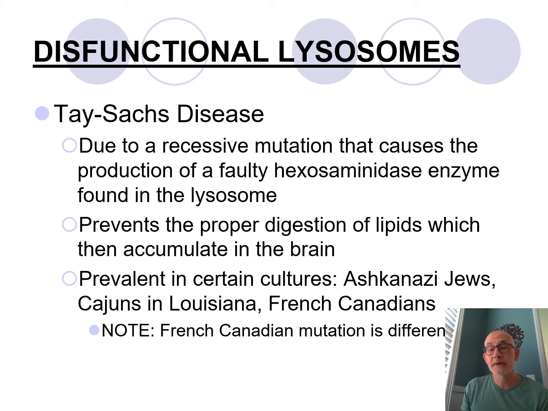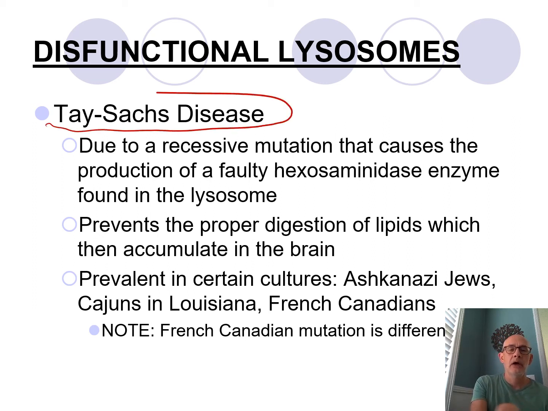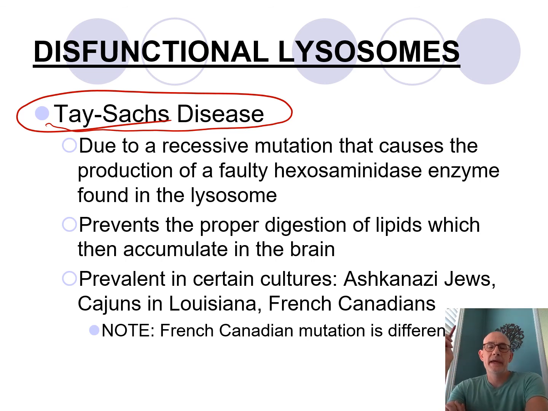Unfortunately, lysosomes don't always function properly. One genetic disorder that results from dysfunctional lysosomes is Tay-Sachs disease. And this results when the lysosome has an improper enzyme that is called hexosaminidase, and you don't need to know that, but that is for digesting lipids. And if this enzyme is non-functional, lipids begin to accumulate in the brain and cause severe neurological damage and mental impairment, and eventually the individual with that will die.